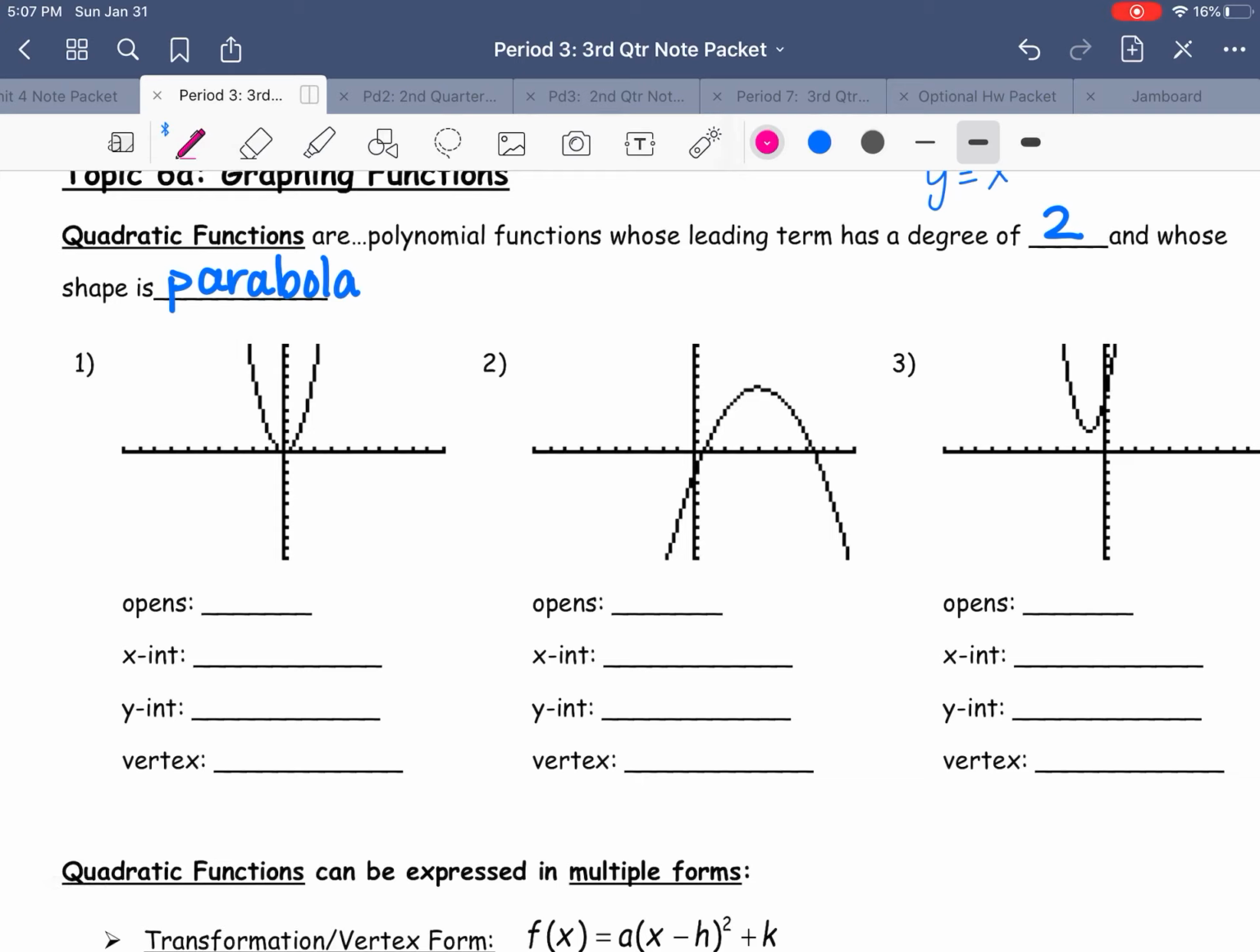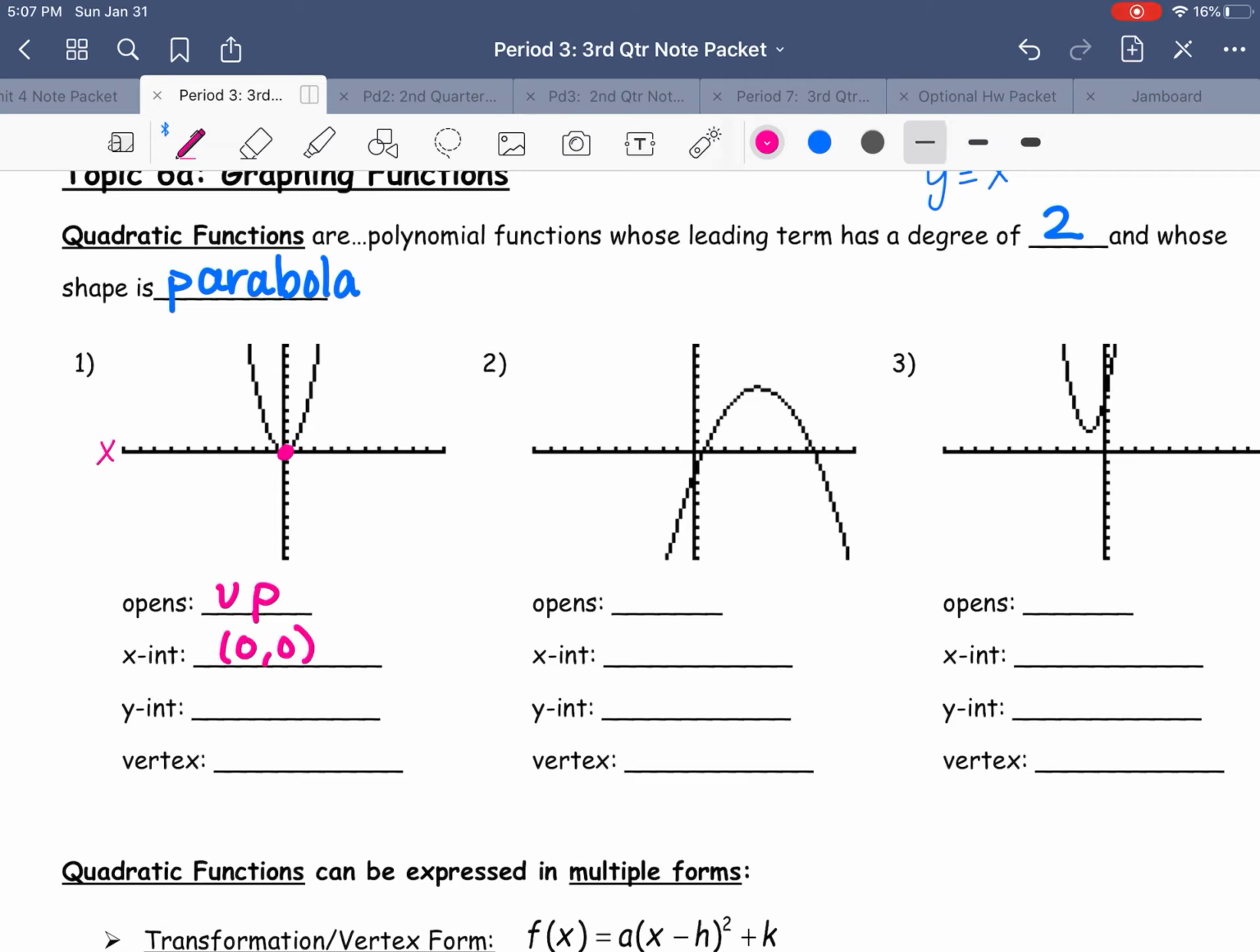So problem number 1 opens up. And I know that because this U-shaped graph is opening up. The x-intercepts would be where it crosses the x-axis. Now remember, this is your x-axis. And it looks like it's just touching it right here at 0. So my x-intercept would be (0, 0).